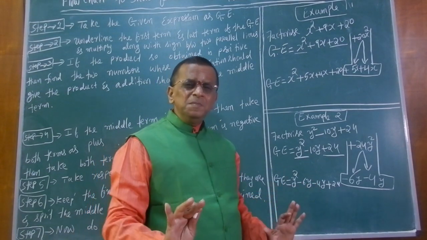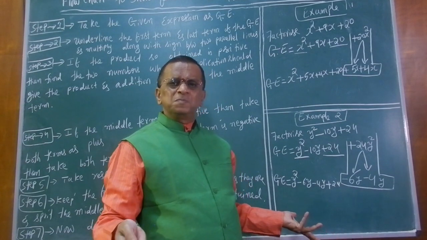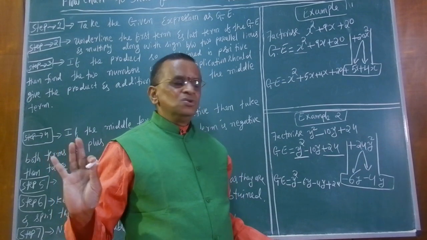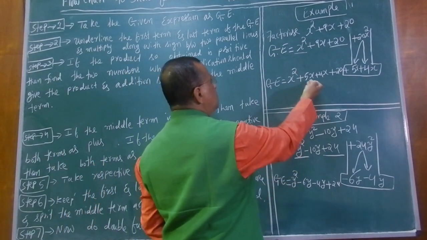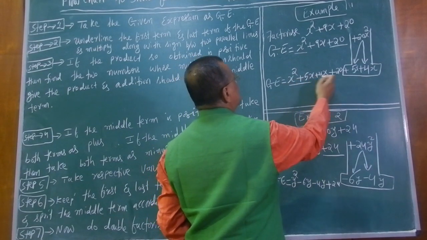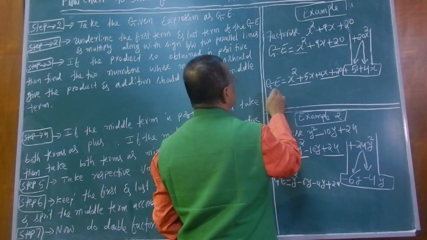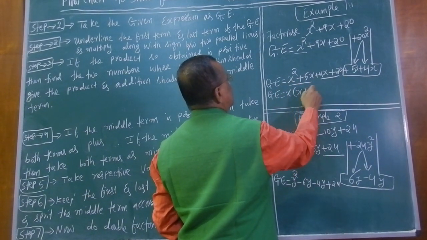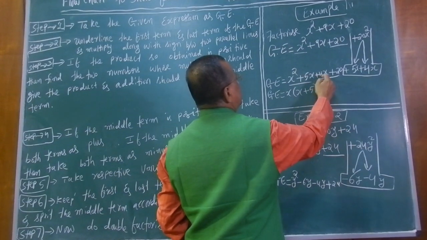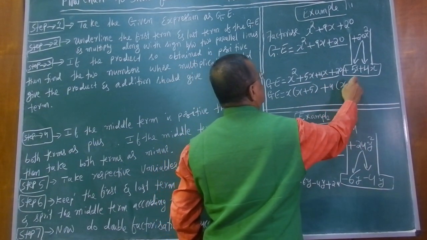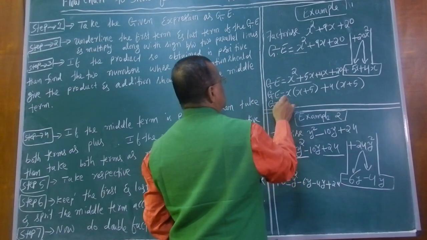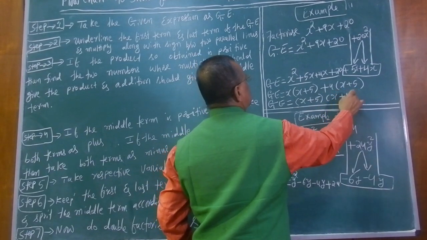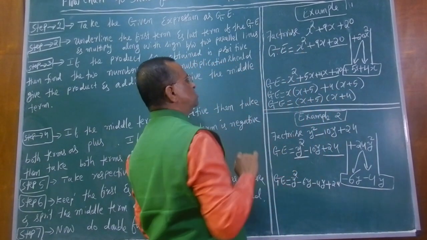Some teachers call this process the splitting the middle term process. So this is how we have to find the two factors. Then underline the first two terms and last two terms. Take out the common x, so we are left with x plus 5. Here we take out plus 4, we are left with x plus 5. So therefore, dear students, we got x plus 5 and x plus 4 as the two factors of that quadratic expression.